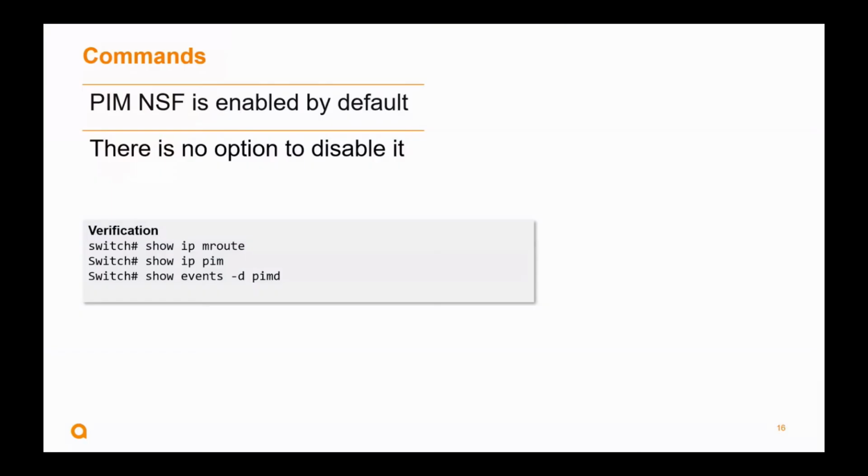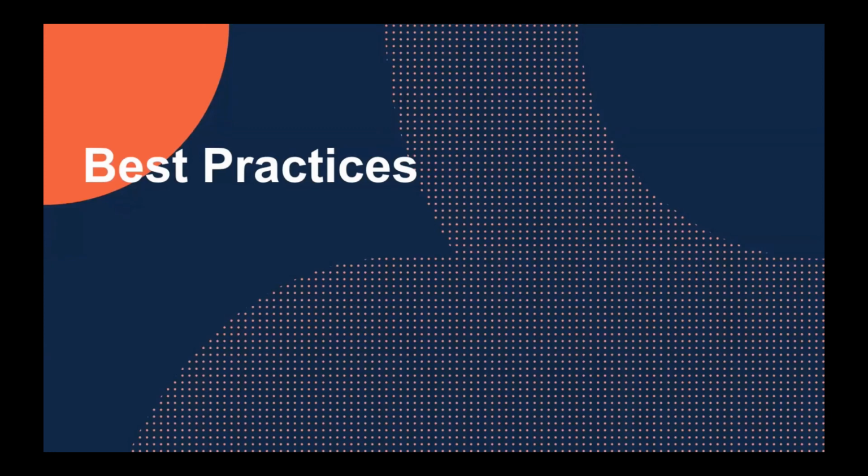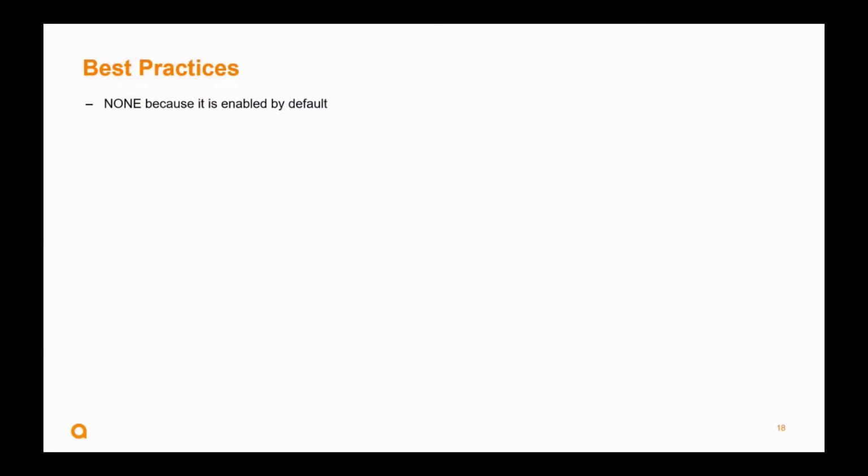Configuration, well, there's not much to the configuration here because it is enabled by default and you don't have an option to disable it. But we can use some of our previous commands, show IP mroute and show IP PIM, as we saw, to see whether you are in an inactive or active state. And there are events we can look for, basically the PIM daemon message in here. When that process kicks in, it will tell you you are in an inactive or active state. Well, there are no best practices. This is enabled by default, and that's that for this one.